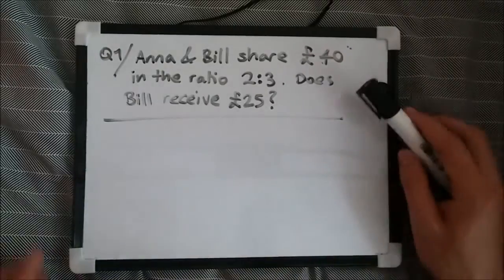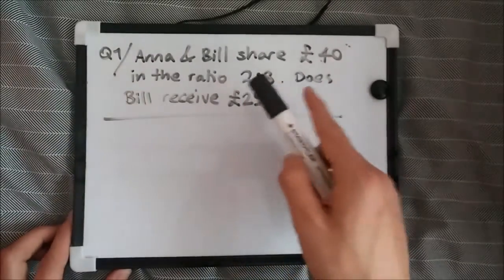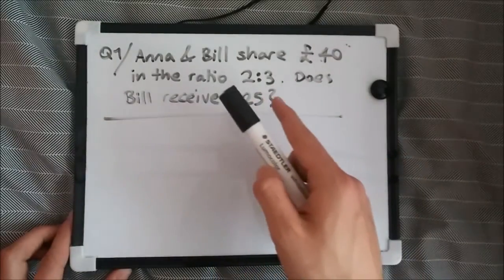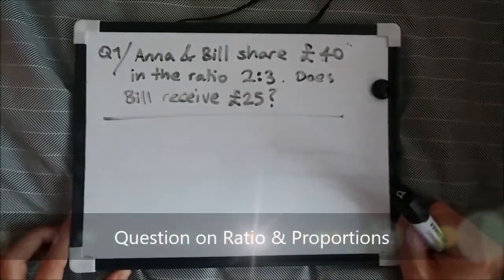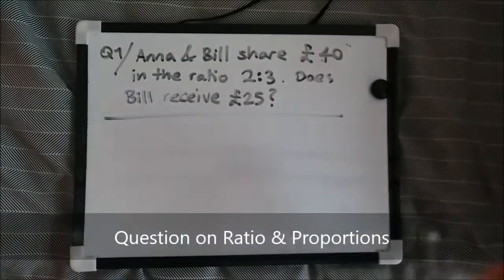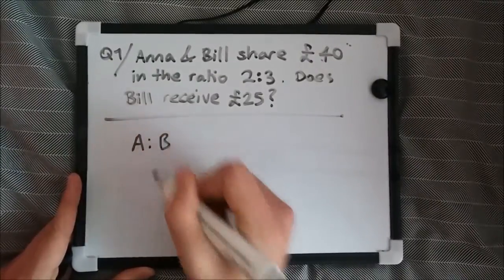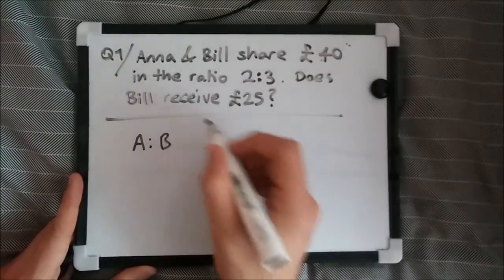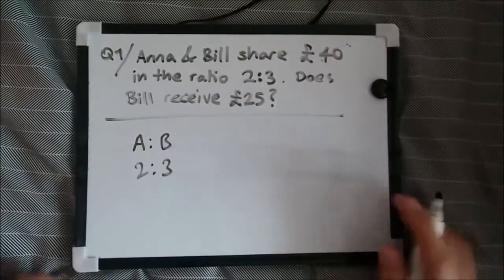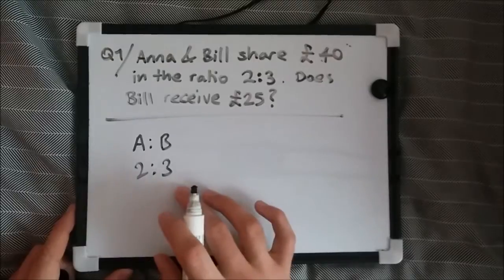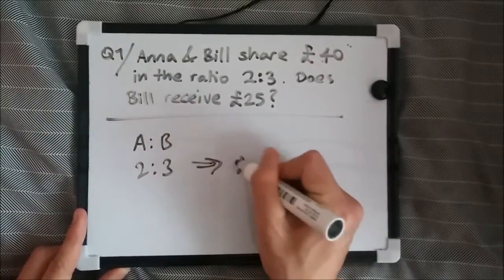So what do we have here? In question 1, it tells us that Anna and Bill share £40 in the ratio of 2 to 3. Does Bill receive £25? So what's this telling us? We know straight away that Anna and Bill can be represented as A and B, and they get the amounts 2 to 3. We know that the sum of these total parts would equal the amount of £40.